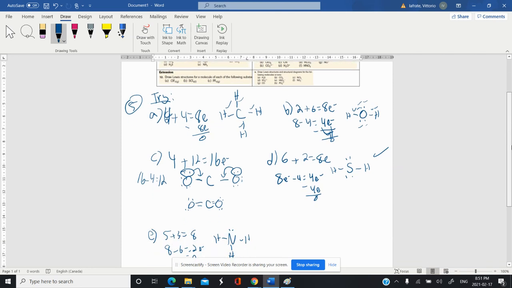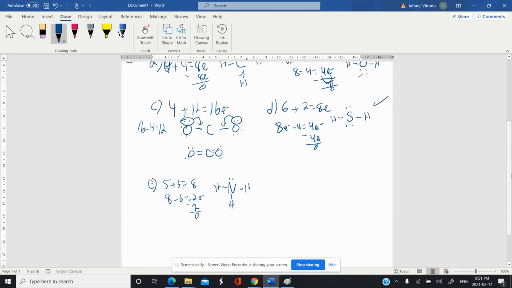Let's try question 10 with some ions. So 10A is ClO4 minus. So we have 7 valence electrons from the chlorine. From the oxygen, we have 4 times 6 is 24. So plus 24, plus the 1 charge there for the negative, so that's 32. And so we're going to place the chlorine in the center and the oxygens on the periphery.